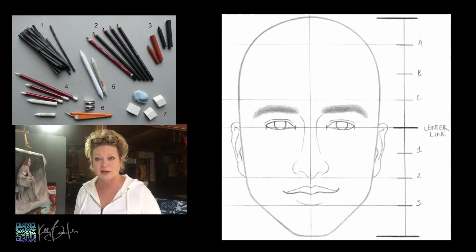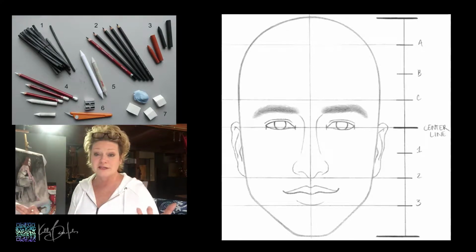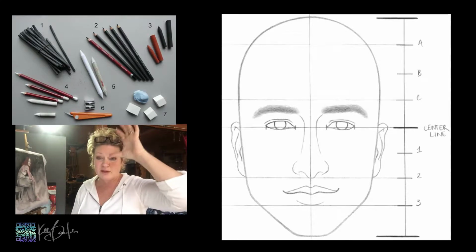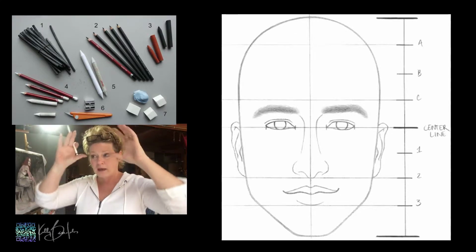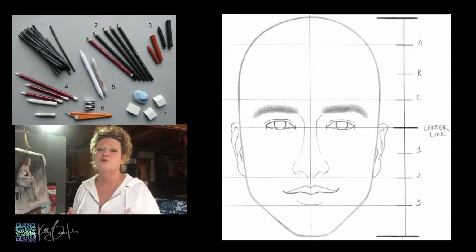So that's what we're going to be talking about today. We're going to illustrate how this particular person is slightly different, and everybody's different. Some people have a longer jawline, some people have a longer nose, some people have a longer forehead, and some people have wider faces, narrower faces. So that's what we have to do when we're drawing people.